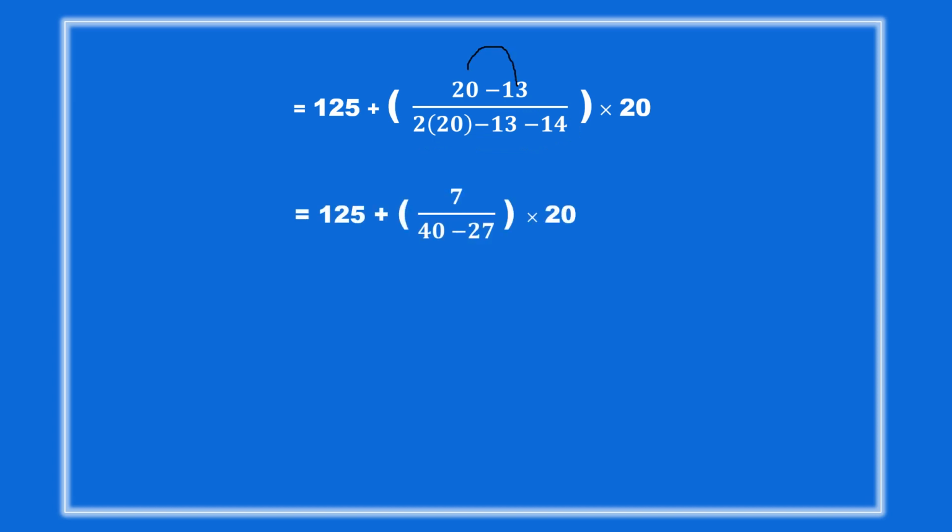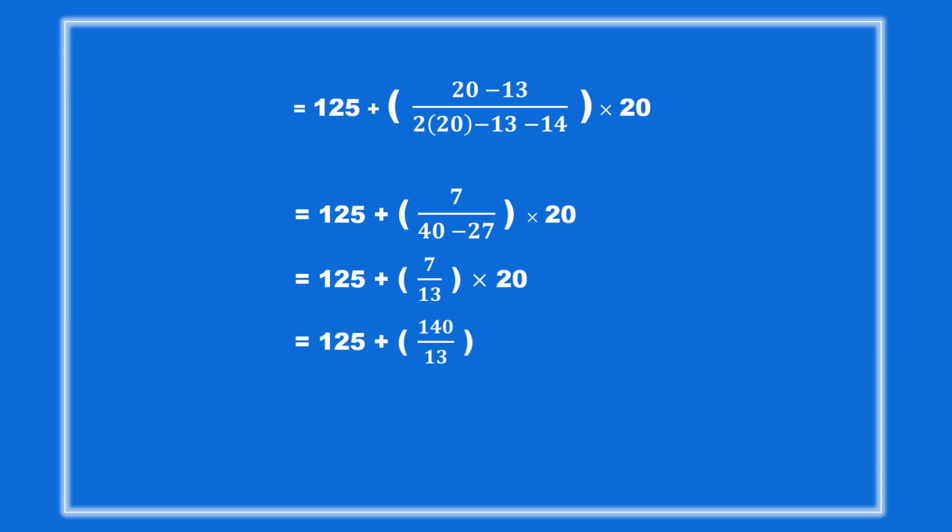20 minus 13 equal to 7. 2 20s, you'll get 40, and here you have two same symbols, so add them and put the same symbol. You'll get minus 27 into 20. Now do 40 minus 27, we'll get 13. Okay, now we cannot divide these two, right? So just multiply 7 into 20 and divide it with 13.